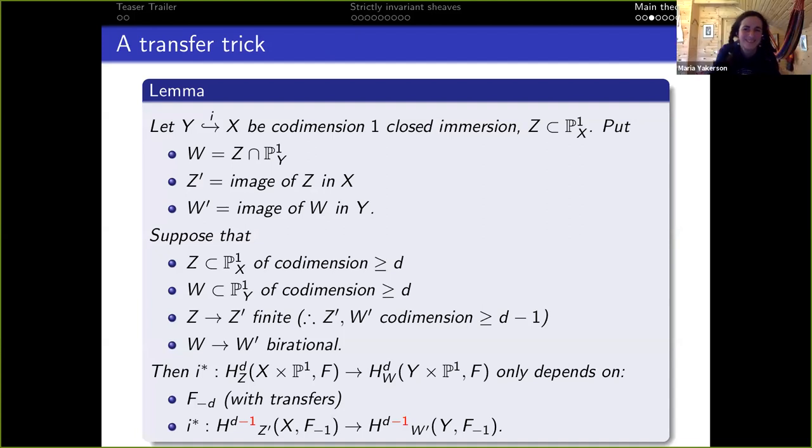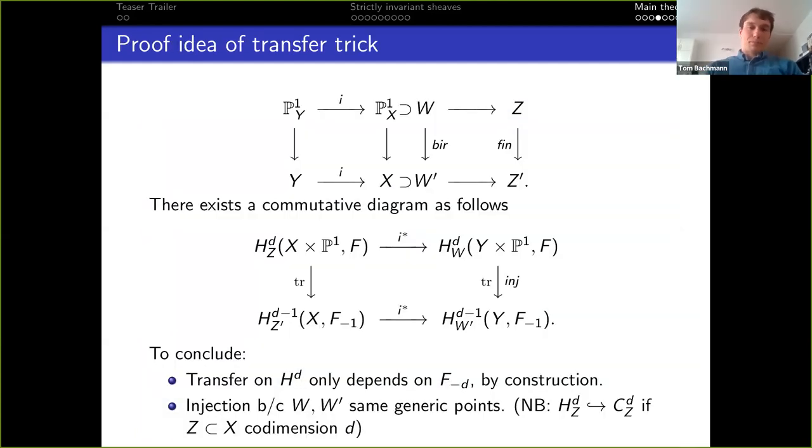Thank you. Okay. So then let me sketch how this transfer lemma is proved, because I think this is basically the most important insight. And well, as I said, it's Mark Levine's, but here is my interpretation. So on the top, I have tried to draw all the data which we were considering, right? So we have my y into x, which is the closed immersion. Then I have p1y over p1x, also the closed immersion.